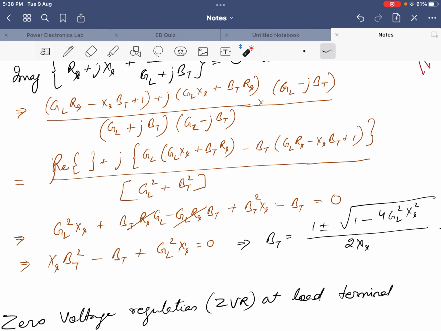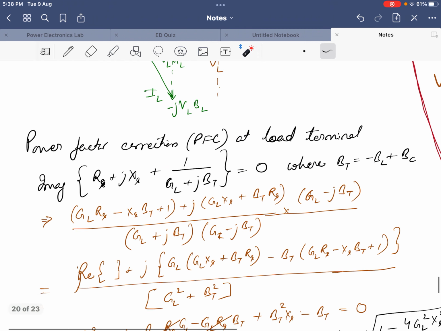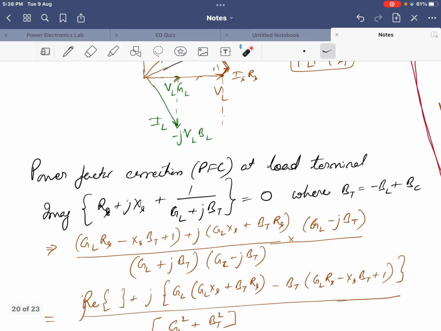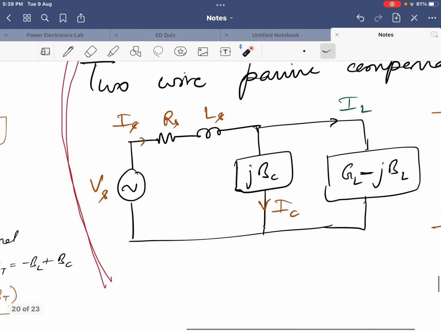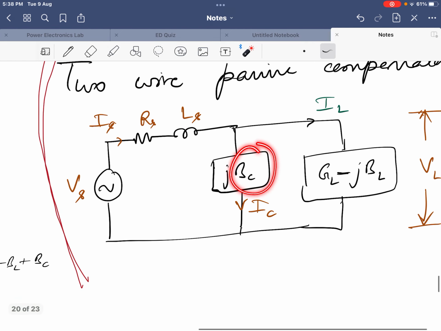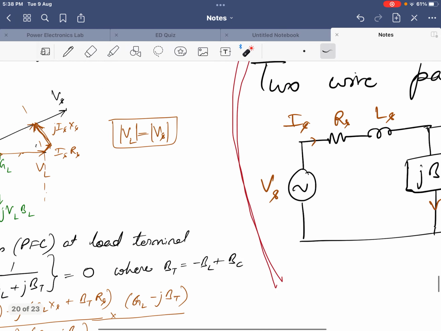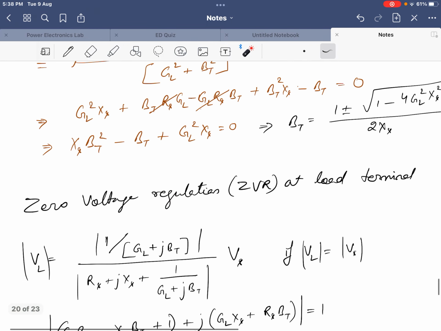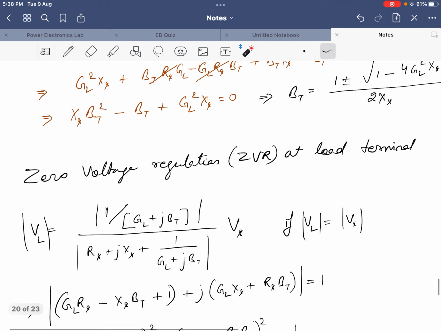Also we can have a discussion on zero voltage regulation. Suppose instead of having a zero power factor correction, if you have power factor correction, the value of BC chosen will be in this way, right? But if we have zero voltage regulation, then what is the condition? The condition is simple: the magnitude of VL must be equal to the magnitude of VS.